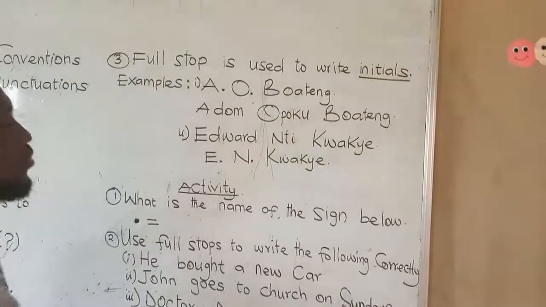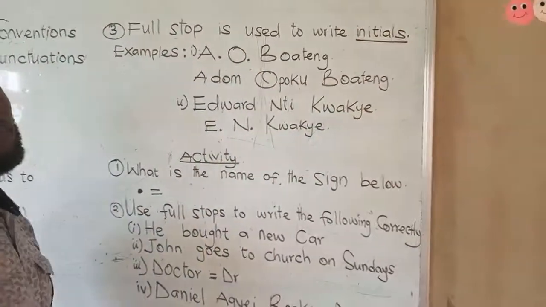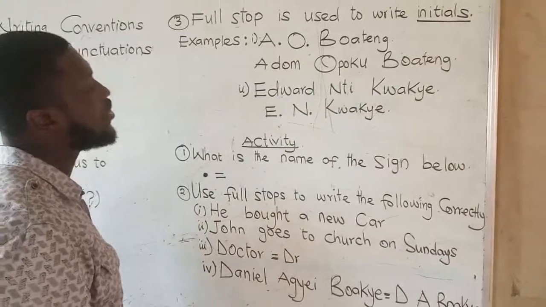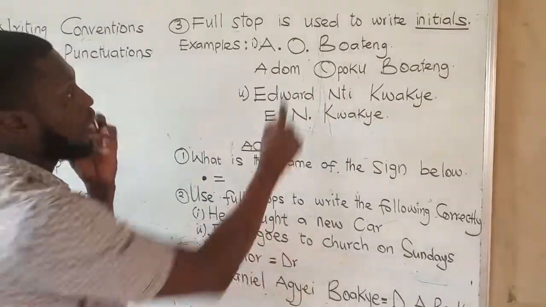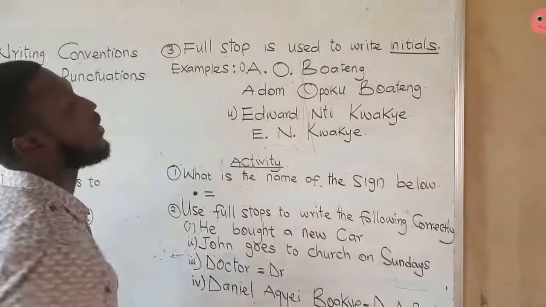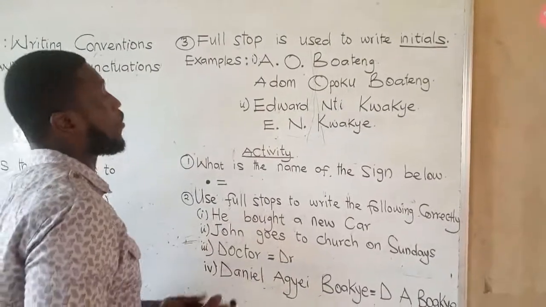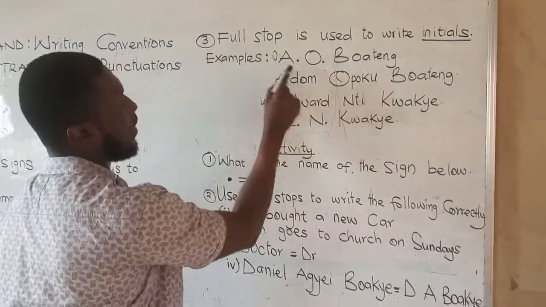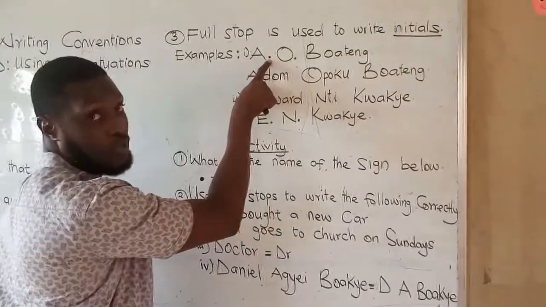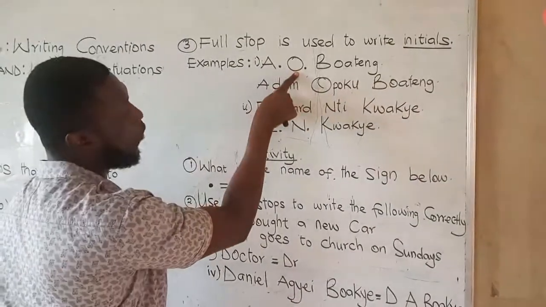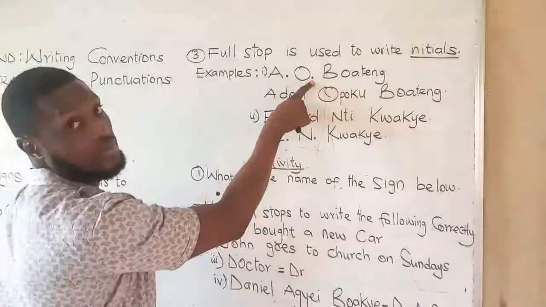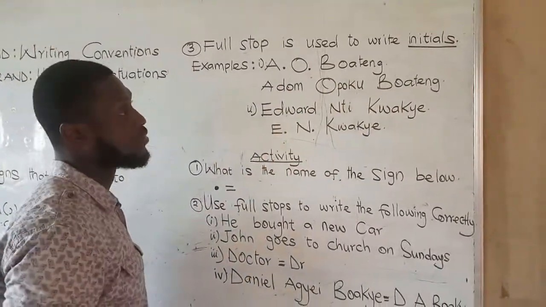So the first example, we said A.O. Boating, where A is an initial of Adom, and O is an initial of Opoku. But let's look at how the initials have been written using a full stop. Meaning that the A that starts Adom, after writing it as an initial, we bring a full stop. Opoku, after the O, we bring a full stop. So this is how full stops are also used.